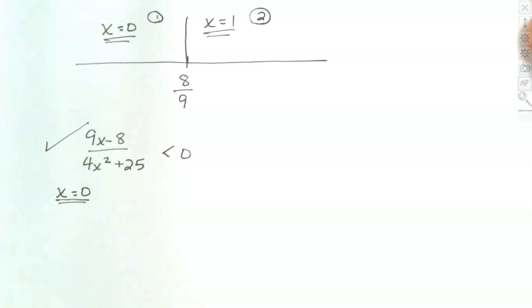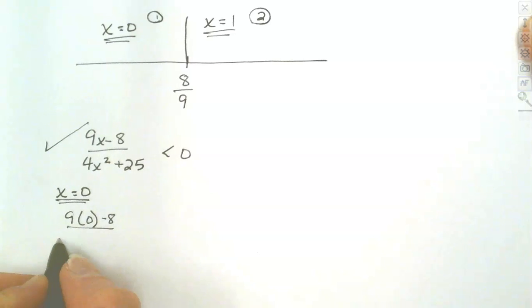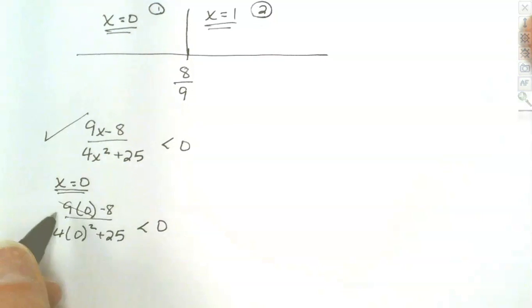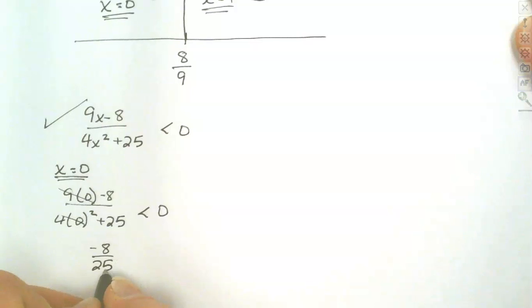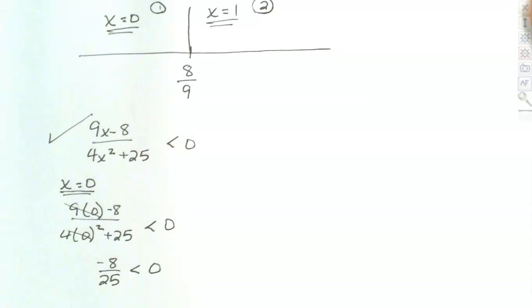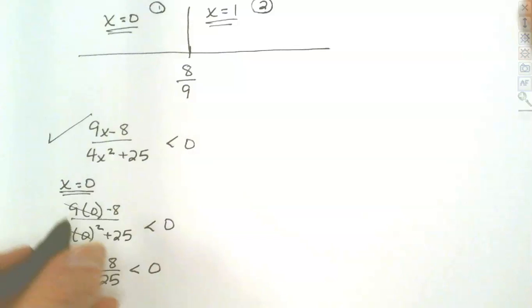And if I plug in 0, then I have (9 times 0 - 8)/(4 times 0 squared + 25). That goes away, that goes away. So what are we left with? We are left with negative 8 over 25. And is negative 8 over 25 less than 0? Is that true or is that false now? Yes, it is, right? So that would then be true.